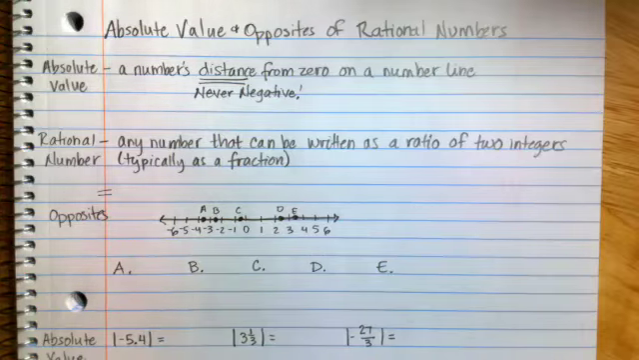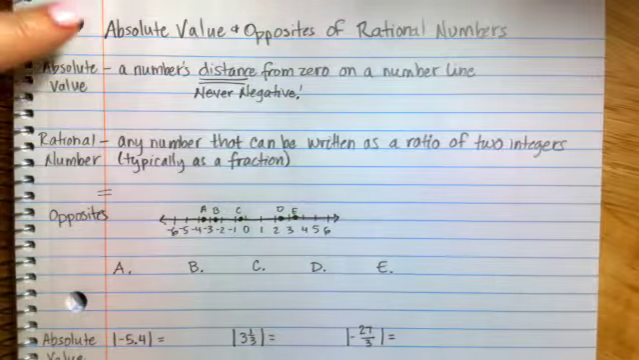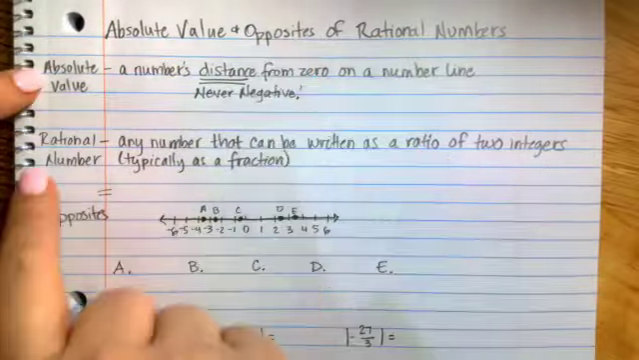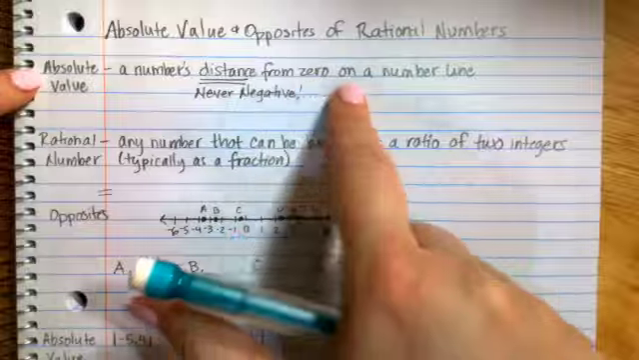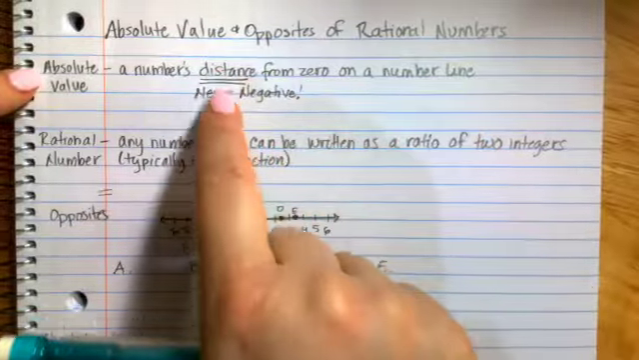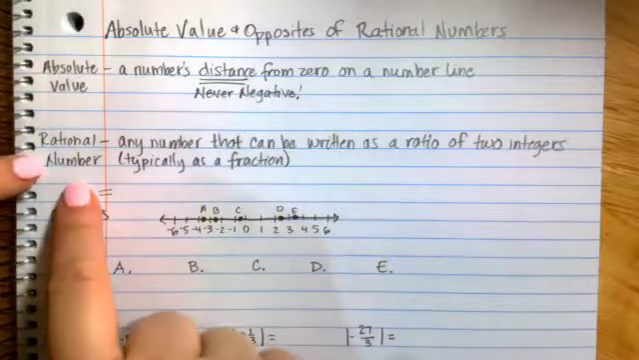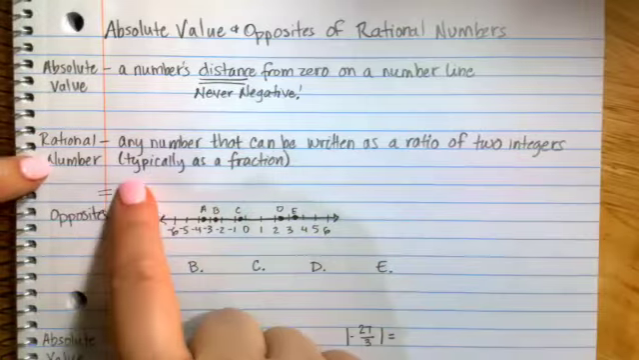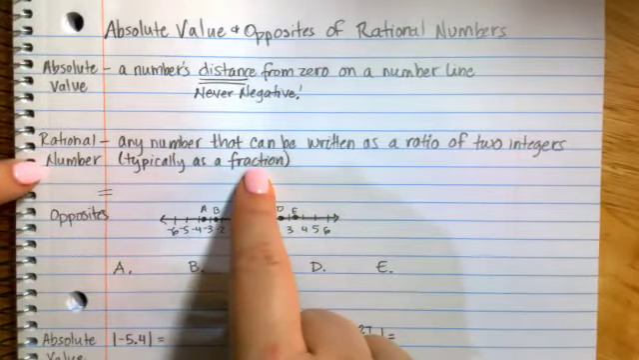All right, in this little refresher lesson: absolute value and opposites of rational numbers. We know those two terms, okay? Absolute value is a number's distance from zero on a number line. Remember, distance is never negative. A rational number is any number that can be written as a ratio of two integers, typically as a fraction, okay?